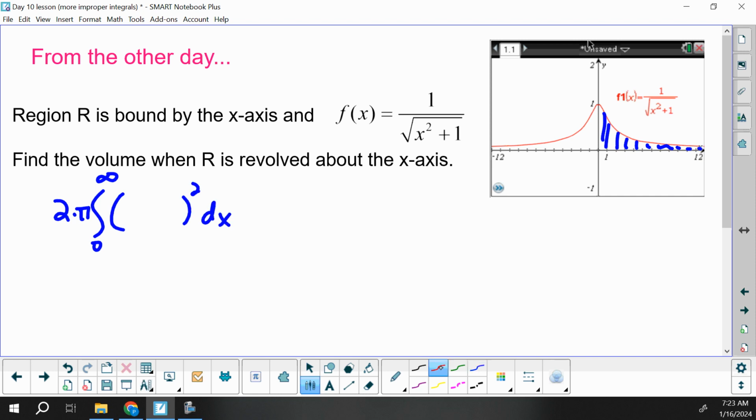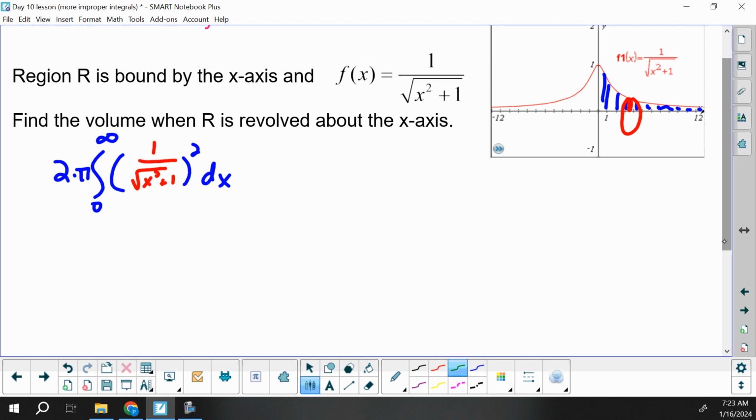As we spin this around, our disks will look like that. So our radius is a top minus a bottom. So it's just function minus 0. So we have 1 over square root of x squared plus 1. We need to rewrite this as a limit because it's an improper integral. So we're going to have limit as b approaches infinity. We'll have 2 pi integral 0 to b. When we square this out, this becomes 1 over x squared plus 1 dx.